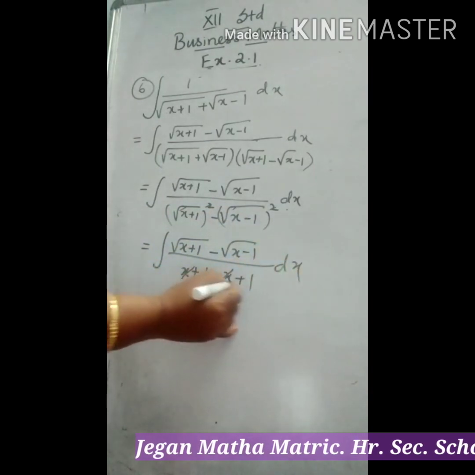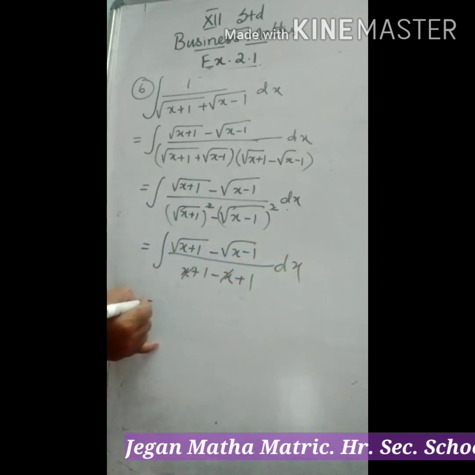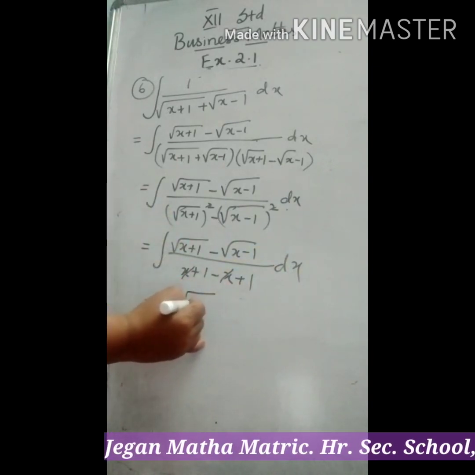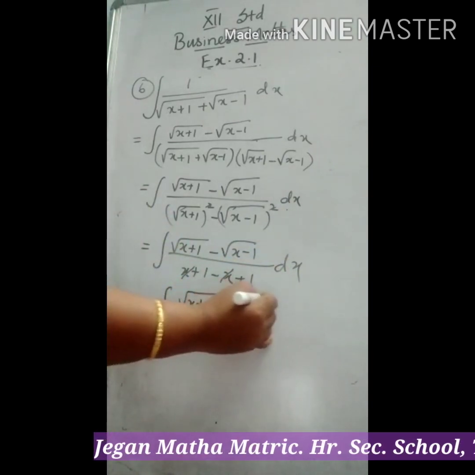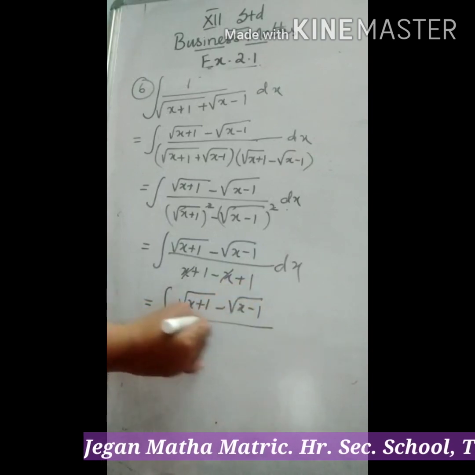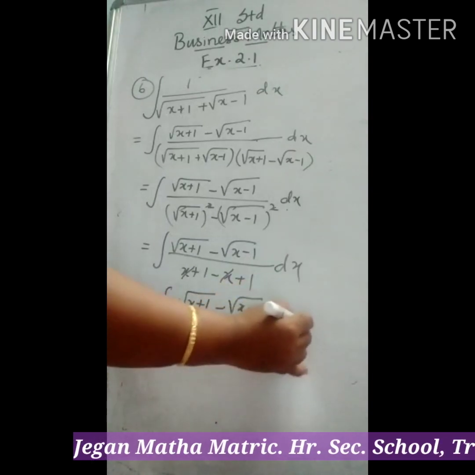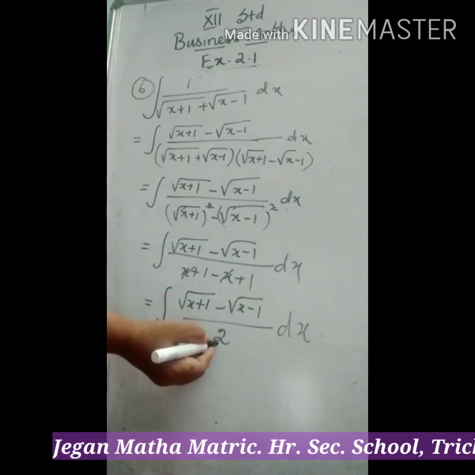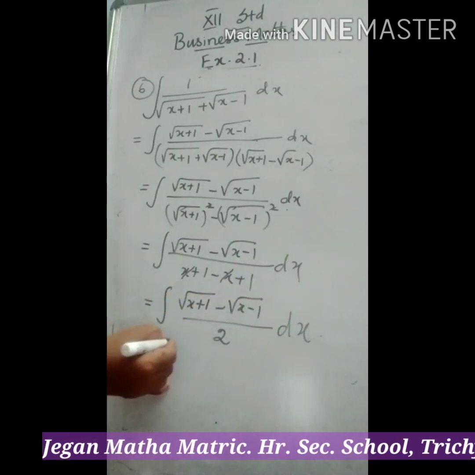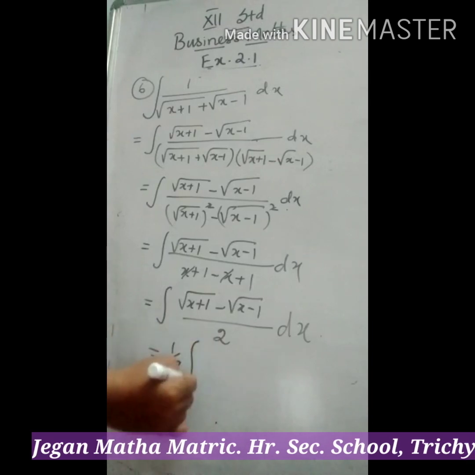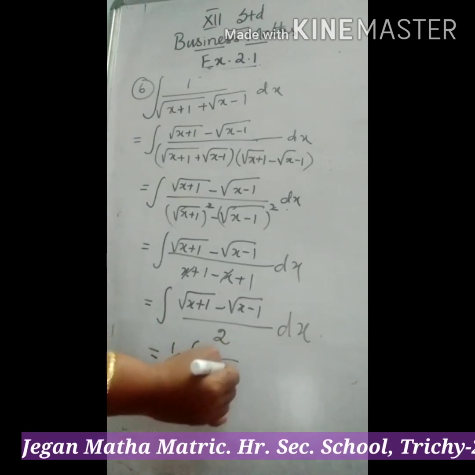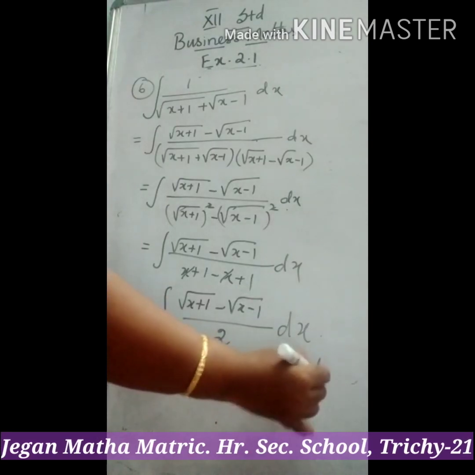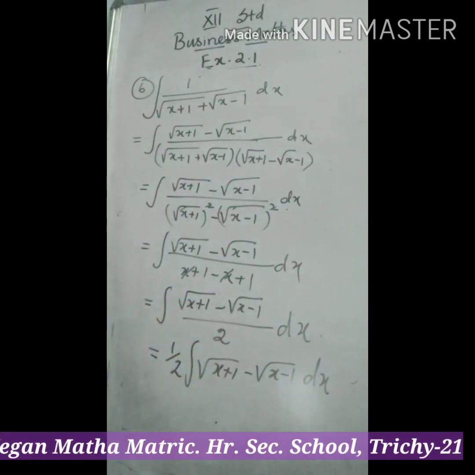So what is the answer? 2. 1 plus 1 is 2. So that is equal to the integral of (√(x+1) − √(x−1)) divided by 2, into dx. What you have to do in the next step? This is the constant term. So you have to take out 1/2 into the integral of (√(x+1) − √(x−1)) dx.